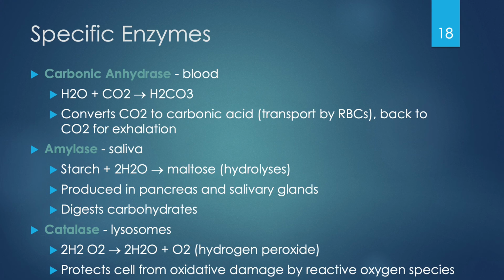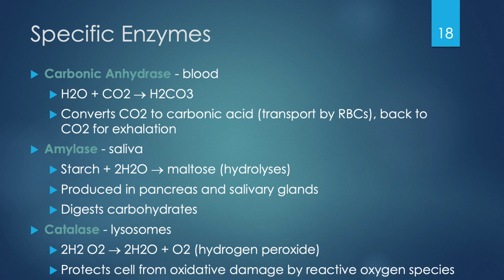Here are some more specific enzymes that you're likely to run into. So the first is carbonic anhydrase, and this is extremely important in blood. What happens is this is going to be responsible for converting carbon dioxide into carbonic acid, which can be transported by red blood cells, and then takes it back to carbon dioxide for exhalation. So this is an incredibly important enzyme in the role of us getting adequate gas exchange.